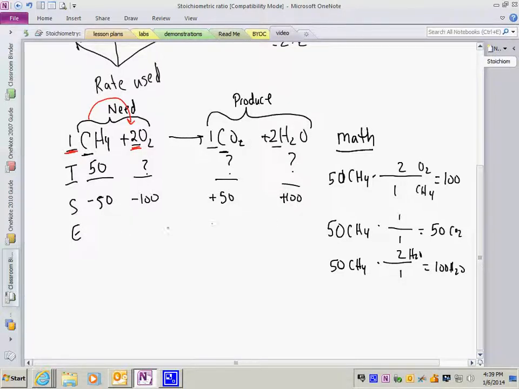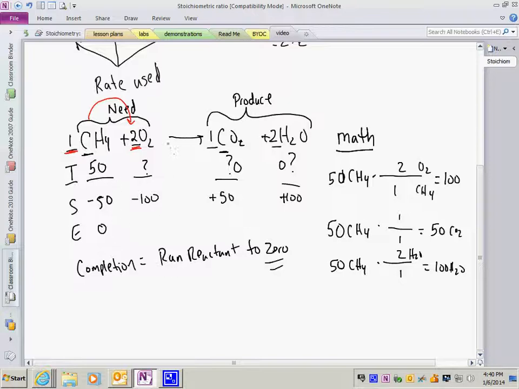In the end, again, we have nothing of this to start with. I don't know how much we have of this one, I just don't know. In the end, this is now down to 0. We ran this to what's called completion. Completion means that we essentially ran the reactant to 0. That's important for later on in chemistry.